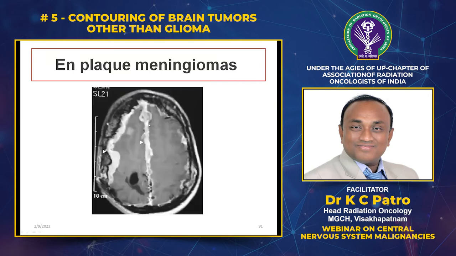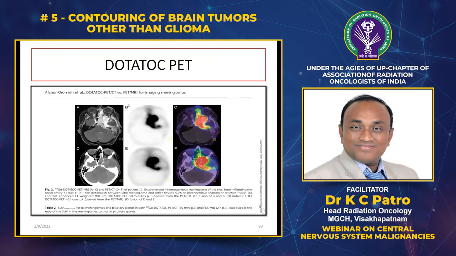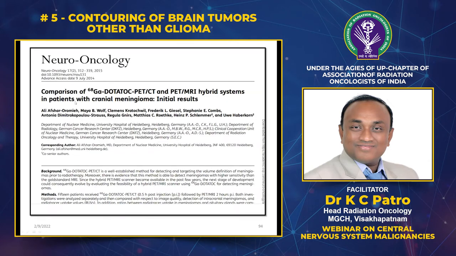Another en plaque meningioma you can see, how it is plaque-like, going everywhere. Well, sometimes we cannot differentiate on the MRI which is tumor tissue and which is normal bone. In that situation, you can take the help of Dotatate PET. Dotatate PET is mostly used for skull base meningiomas and basifrontal meningiomas. That will allow you to differentiate the meningioma and see anything you are missing. So these are the comparisons; you will get any number of articles on the net.